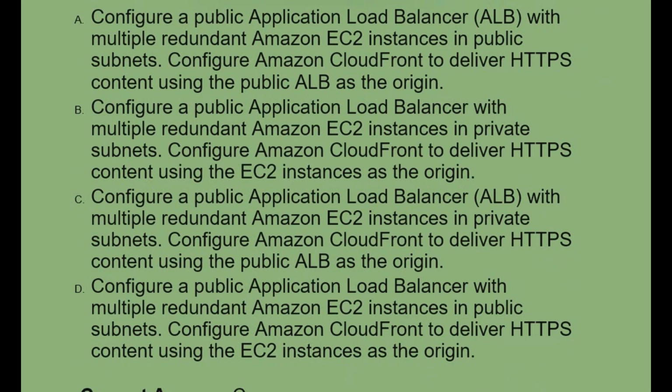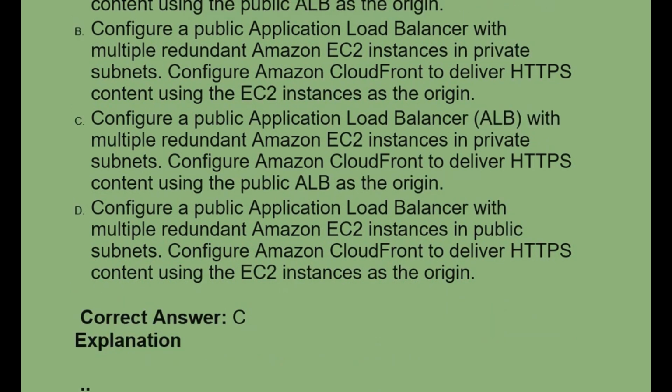Option C, configure a public application load balancer, ALB, with multiple redundant Amazon EC2 instances in private subnets. Configure Amazon CloudFront to deliver HTTPS content using the public ALB as the origin. Option D, configure a public application load balancer with multiple redundant Amazon EC2 instances in public subnets. Configure Amazon CloudFront to deliver HTTPS content using the EC2 instances as the origin. Correct answer is option C.